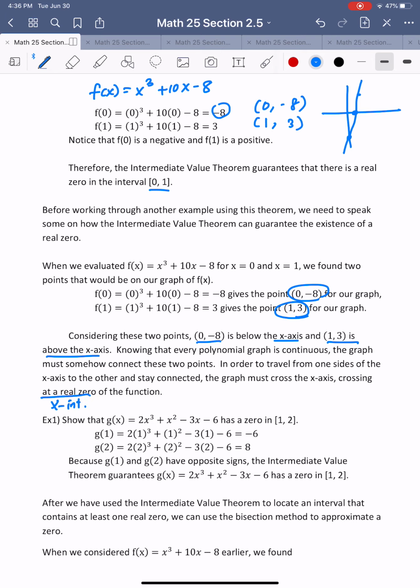Show that g of x equals 2x cubed plus x squared minus 3x minus 6 has a zero between 1 and 2. If you plug in 1, you get negative 6, so the point 1, negative 6 is below the x-axis.